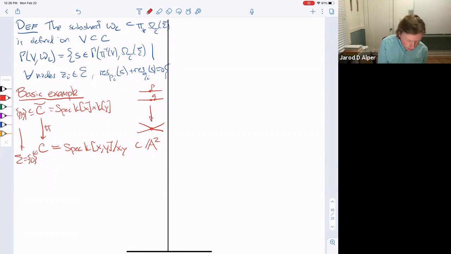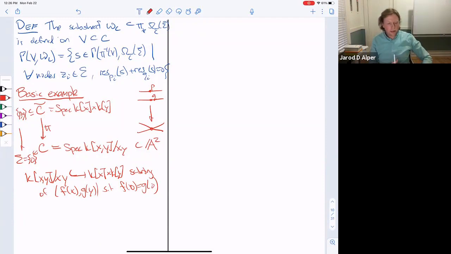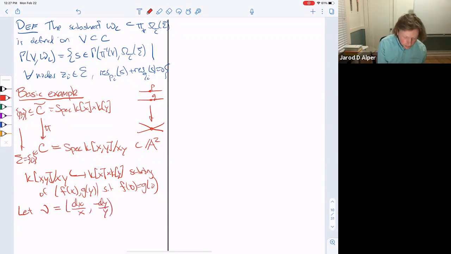And let's realize that the induced map on rings here, this is the subring of k[x,y] of functions f(x) and g(y) that agree, such that when you evaluate them at zero, they're identified. A function on the normalization descends to the nodal curve if the evaluation at P is equal to the evaluation at Q. Okay. And so maybe an example of a differential would be: let mu be dx over x minus dy over y. This is certainly an example of a global section, because the residue of this is one, and the residue of this is minus one.